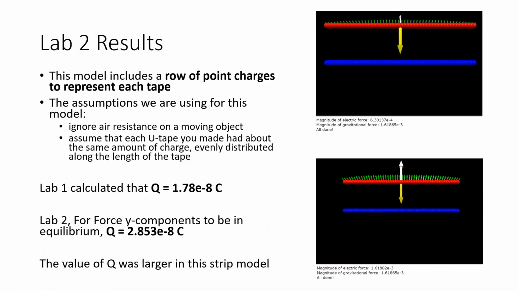And so the results from this lab were that we had a model of point charges like we see in the pictures on the right-hand side. The assumptions that we used were that we were ignoring air resistance on a moving object and assuming that each U-tape had about the same amount of charge, evenly distributed along the length of the tape since they were created in the same fashion. So, quick results: in lab 1 we calculated that Q is equal to 1.78 times 10 to the negative 8th coulombs, but in lab 2, when we balanced the y components of forces, Q is equal to 2.853 times 10 to the negative 8th coulombs. This was a bigger Q than the previous lab, and we noticed that this value was different.